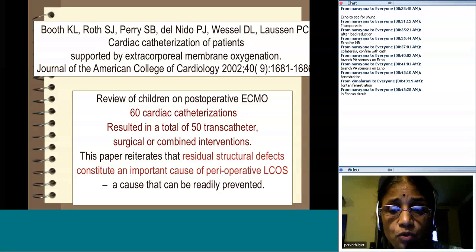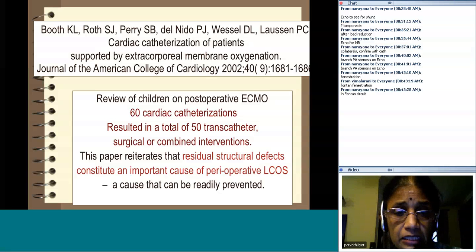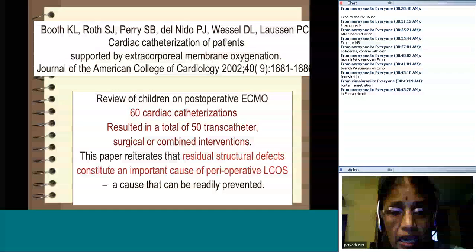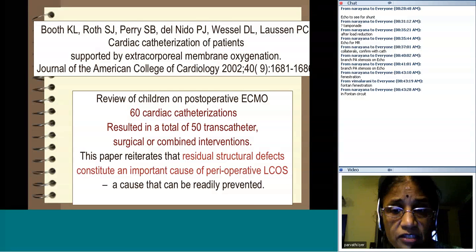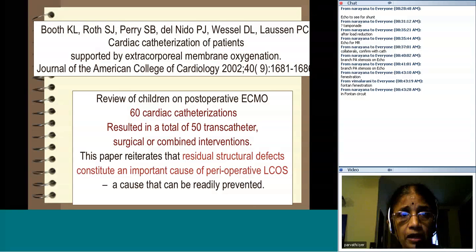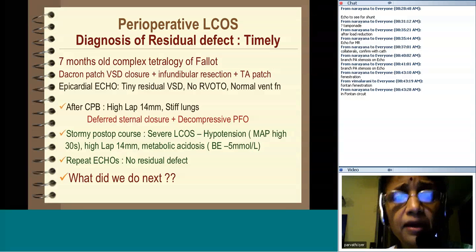What this paper reiterates is that residual structural defects constitute a very, very important cause of perioperative low cardiac output, a cause that can be readily prevented and addressed. Now, even if we pick up a residual defect, it has to be timely. I'll do one last case, a 7-month-old with complex tetralogy. Dacron patch, VSD closure, infundibular resection, transannular patch.